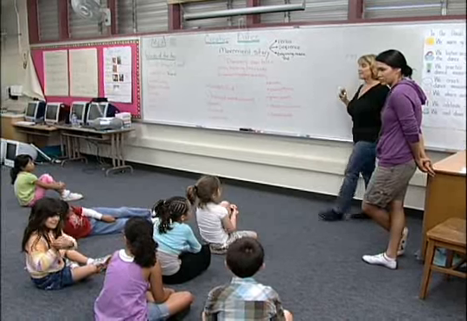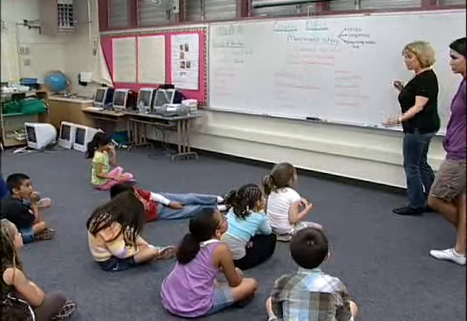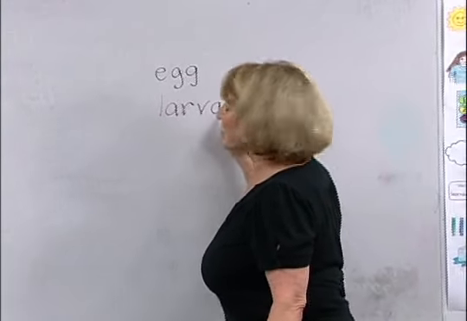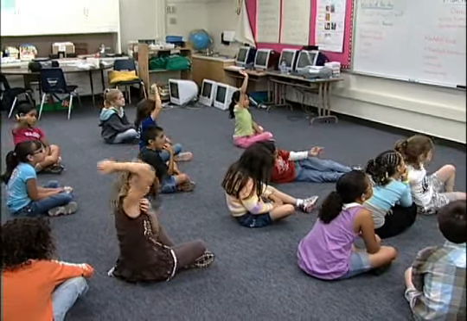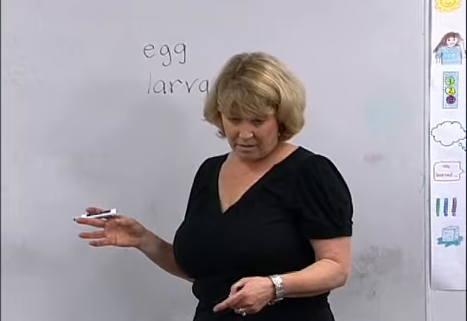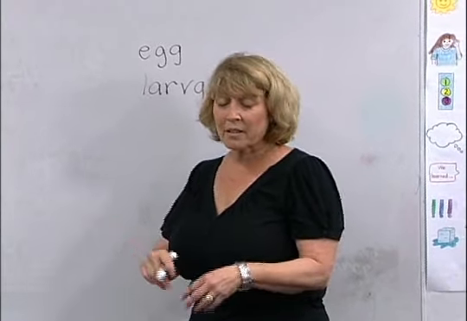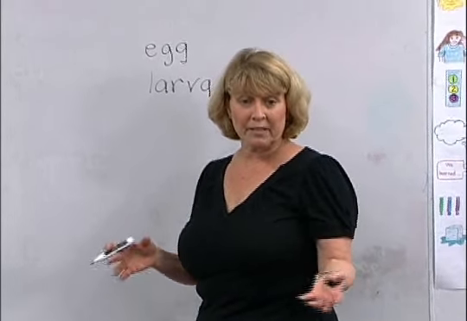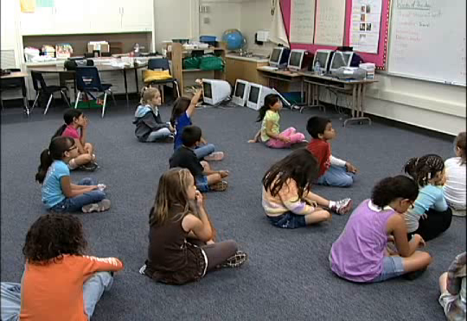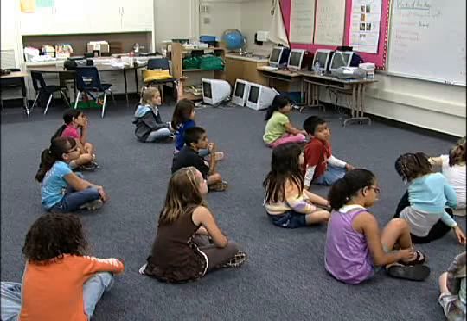Then what happens after that, Melanie? Larva. It hatches into a larva, which is like a what? What's a larva like? What's a larva act like? A baby. What does the larva do? When we saw the larva come out of the egg, what did it do? It ate. It ate, but then how did it move?